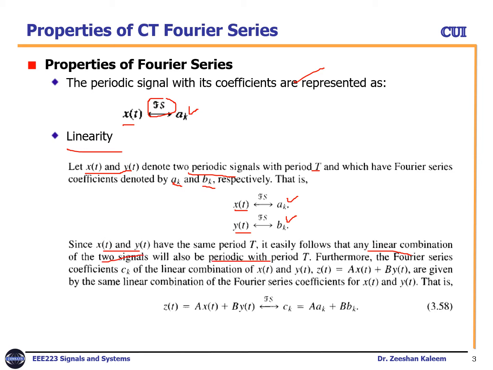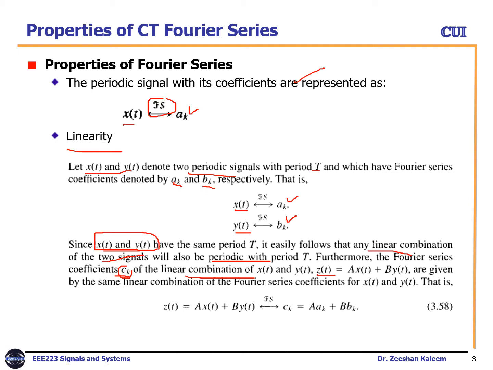We want to show that, as you know, x and y have the same period, and when we combine them linearly, for example by adding these two signals, then as a result we will get Fourier coefficients which will be the summation of ak and bk. Let's see how it looks. Furthermore, for the Fourier series coefficients, we name them ck. When we add ak and bk, the resultant Fourier series coefficients will be ck, which corresponds to the linear combination of x of t and y of t.